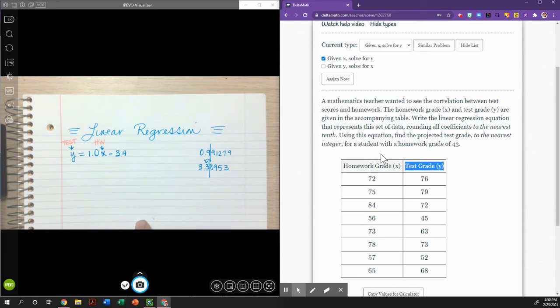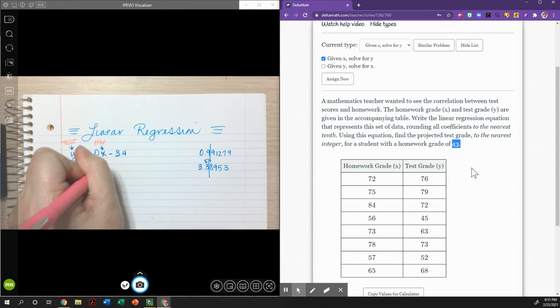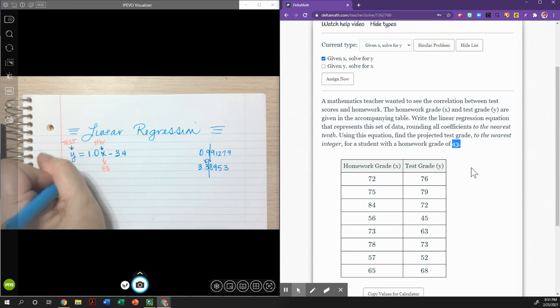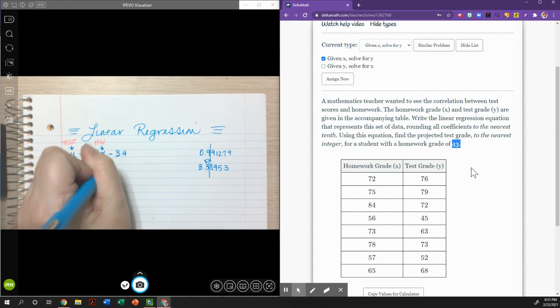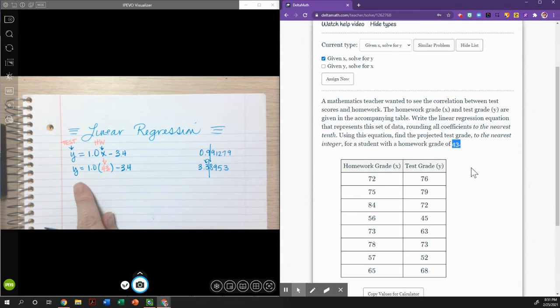Okay, so now what they've done is they have told me that the student that I'm looking for has a homework grade of 43. So I have a homework grade of 43. So I'm going to take that and plug in 43. So let's bring all this information down. Y equals 1.0, put parentheses, minus 3.4.